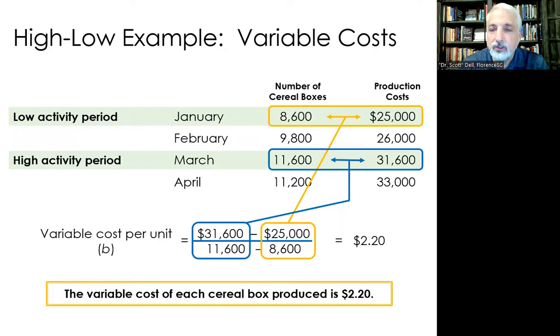In the numerator, we're going to subtract the costs. So we're looking at dollars per unit, so we're going to put dollars in the numerator. So 31,600 minus 25,000, the high and the low. And the units in the denominator, the 11,600 and the 8,600. If we subtract the dollars, we subtract the units. In this case, we get $2.20 per unit. So that's the variable cost associated with the units.